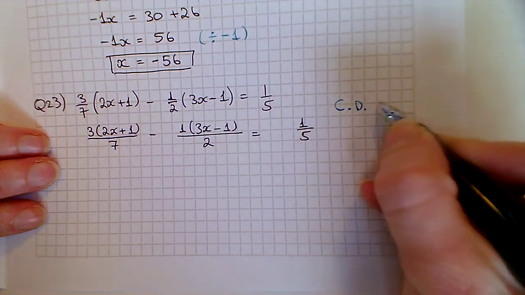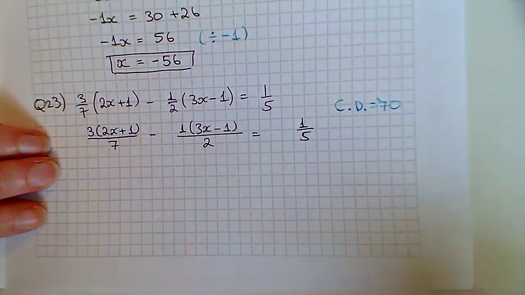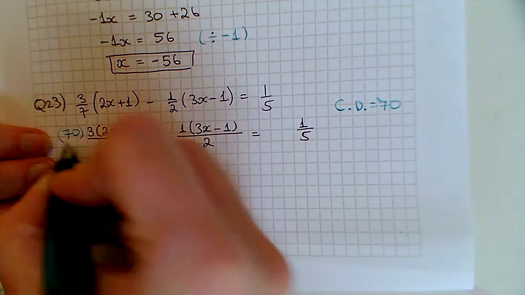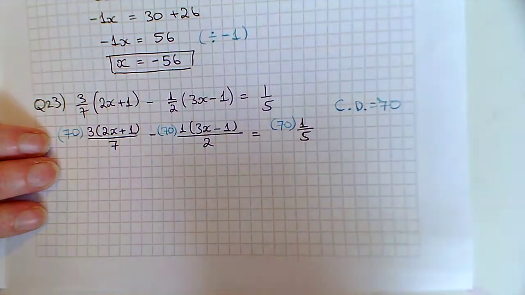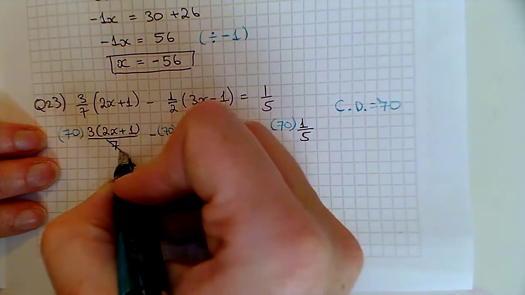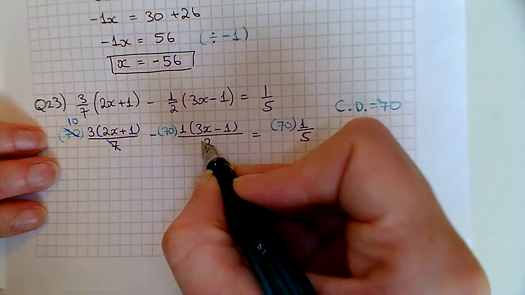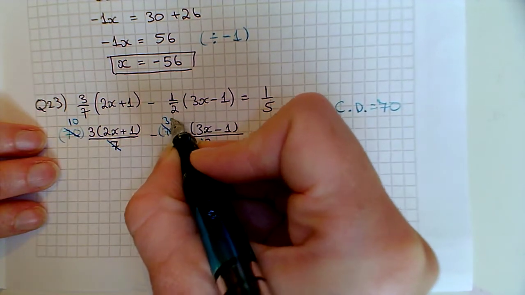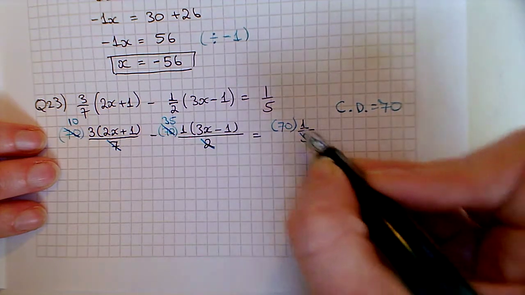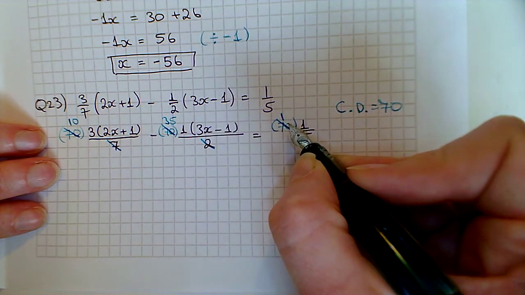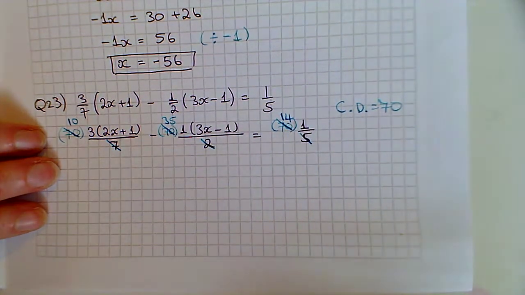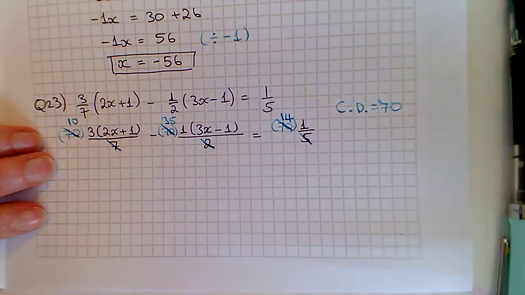So my common denominator is 70. That's big, but it's the smallest number that 7 and 2 and 5 will all divide into. 7 into 70 goes 10 times, 2 into 70 goes 35 times, and 5 into 70 goes 14 times. Then I write down my brackets.